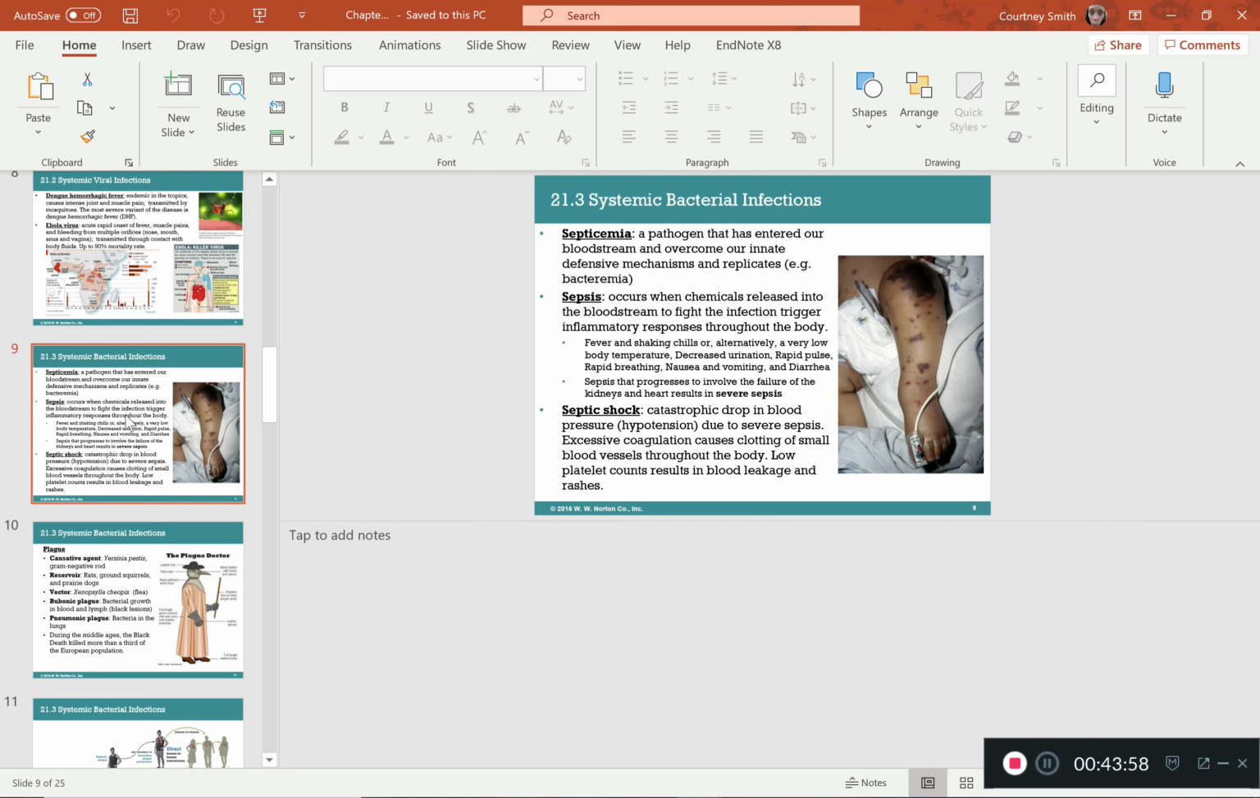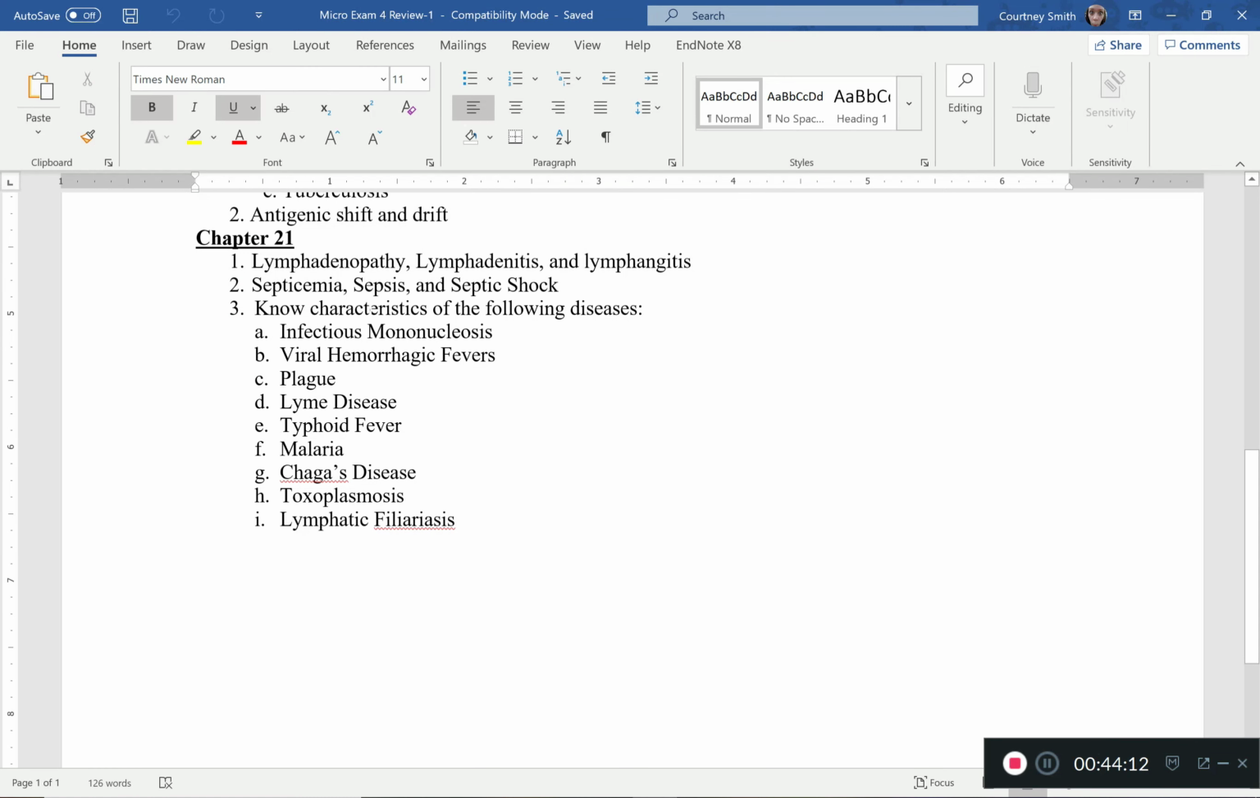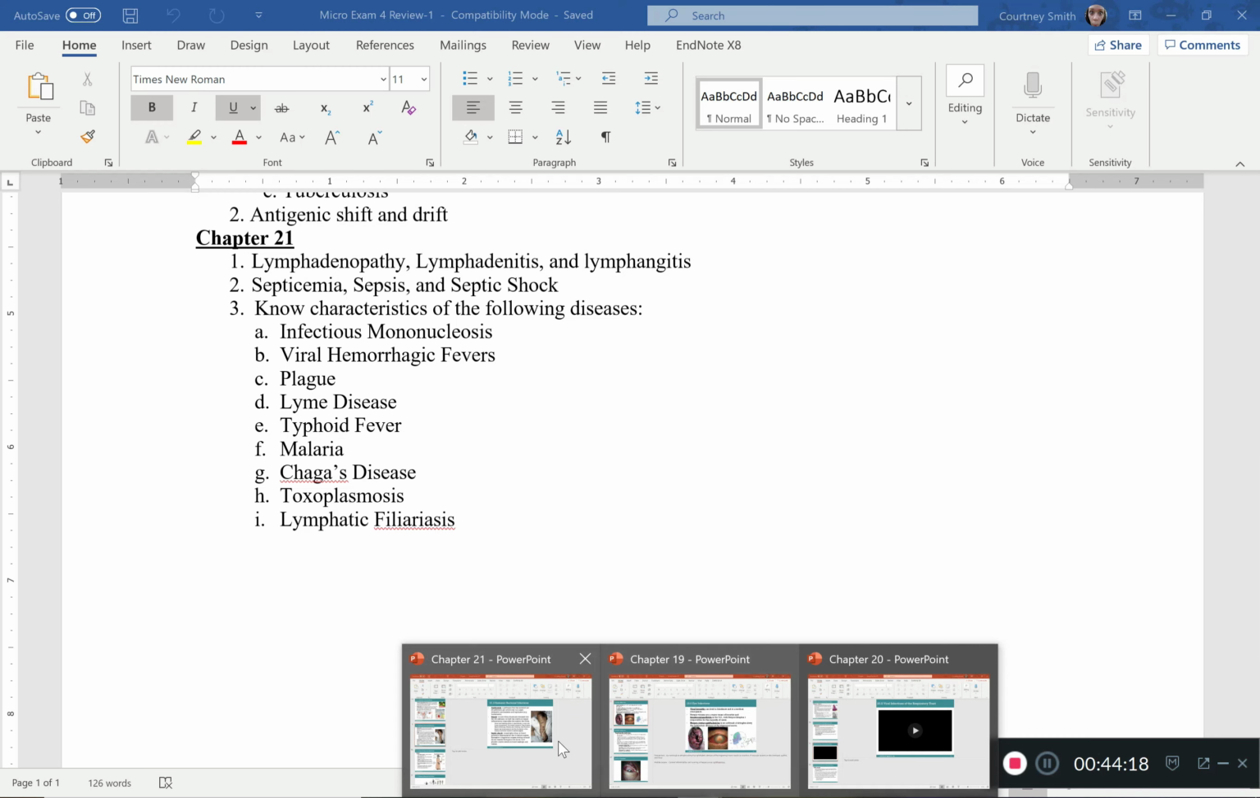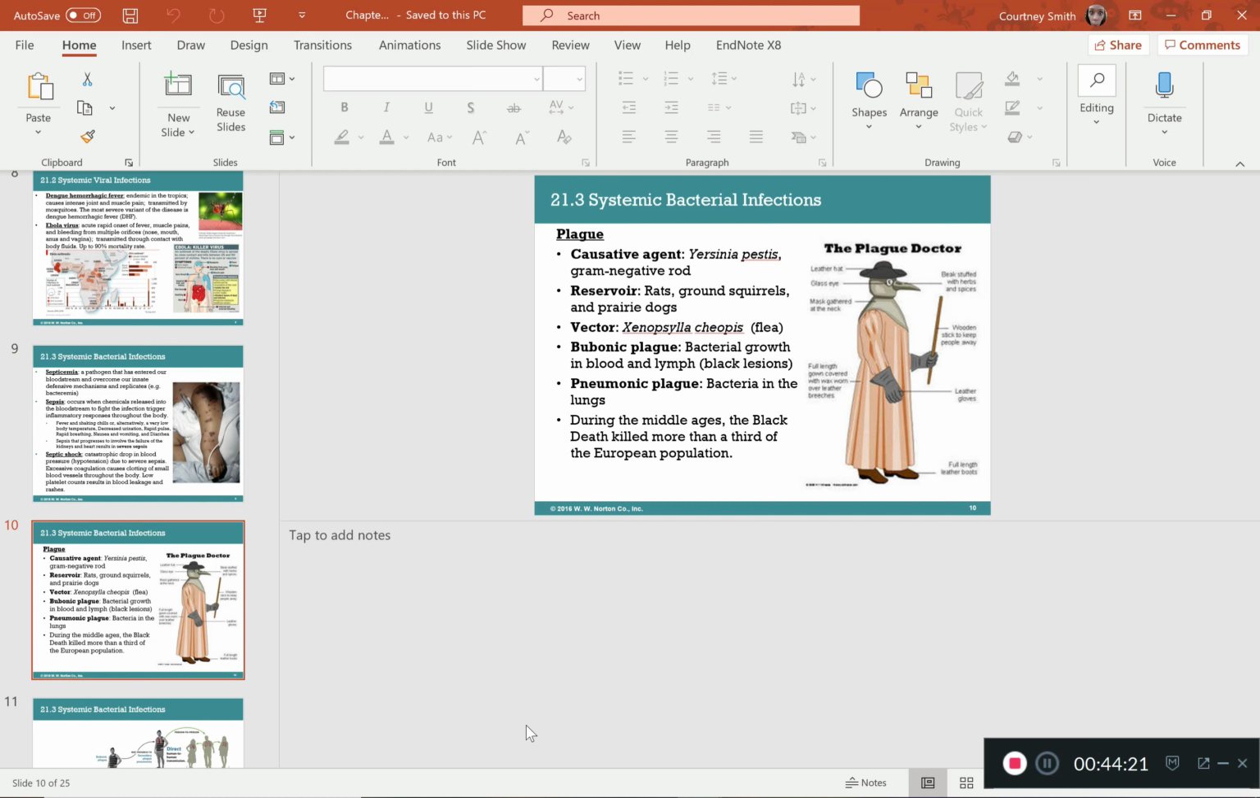So with that, I think we're going to go ahead and go into the diseases. So, let's talk about the plague. With all these diseases and infections, I want you to know the causative agent, reservoir, vector if there is one, as well as clinical presentation, and then treatment if mentioned. Not all of these will I mention treatment plans.